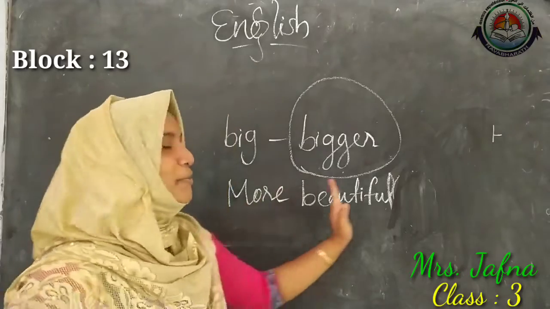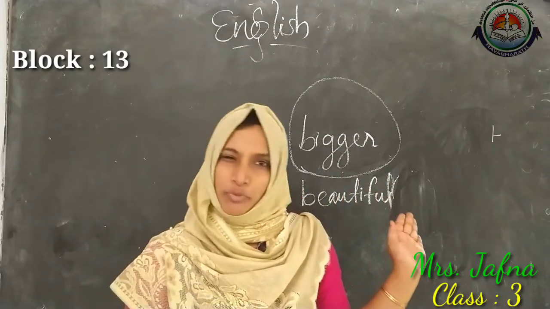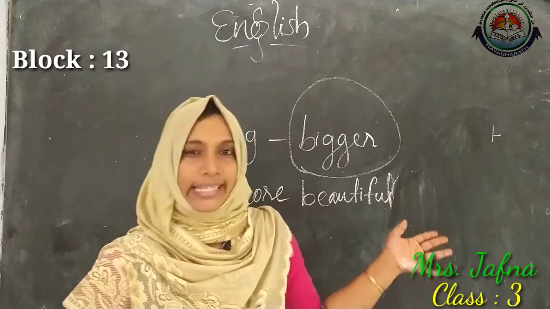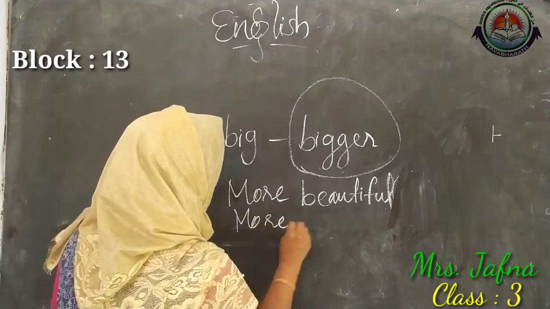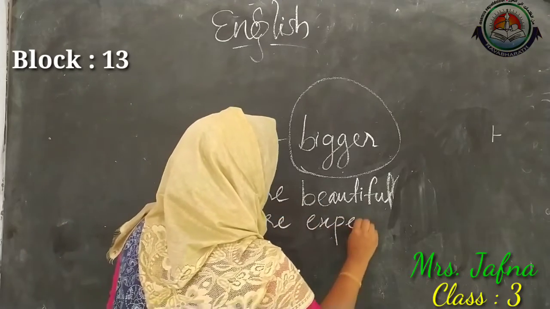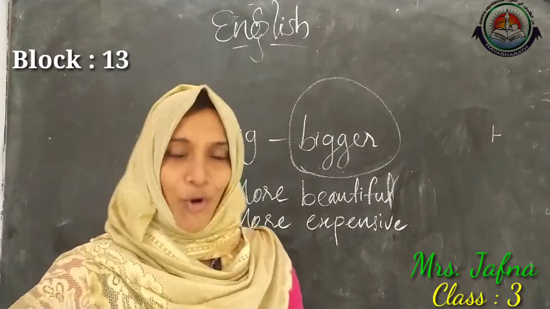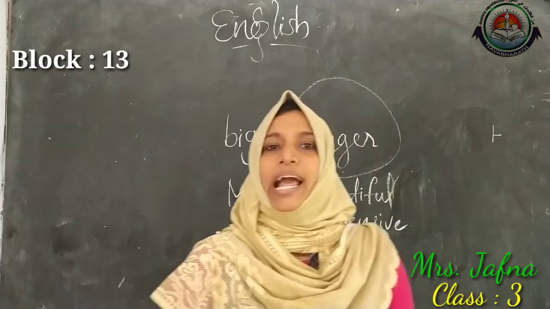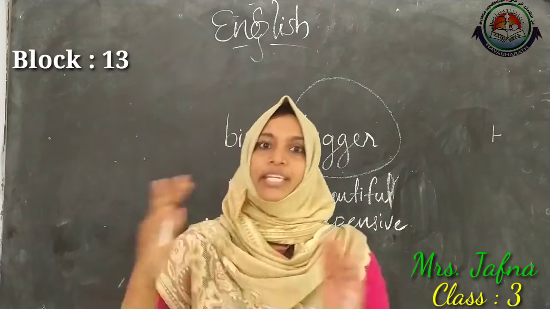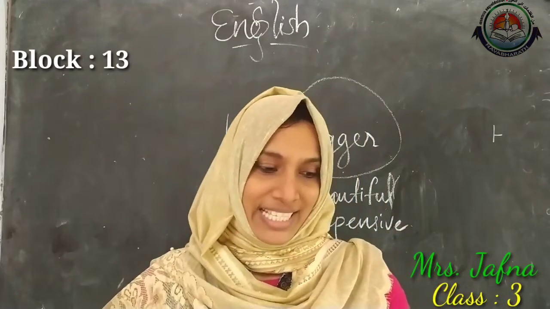Okay, so this is more beautiful. So why are we adding more here? Because some words we cannot add er to. Like this, more expensive, or more comfortable, or more colorful. Such types of words we can add more at the beginning of. So children, this was about your previous class.